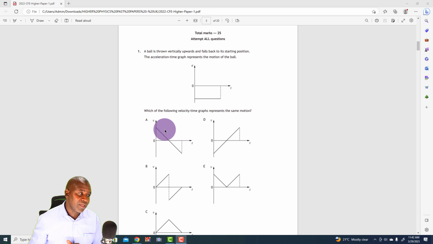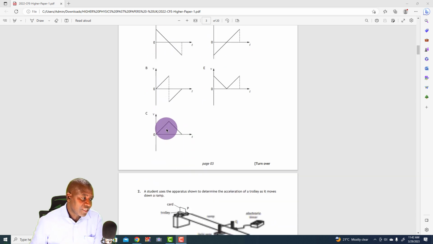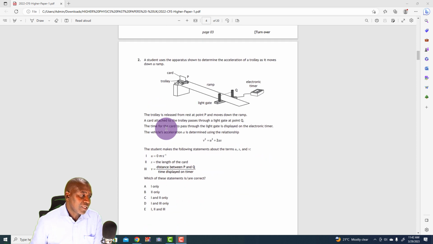And that is why, again, A is the best choice, or the correct answer, so to speak. Let's look at question number 2. In question number 2, we are given that a student uses the apparatus shown to determine the acceleration of a trolley as it moves down a ramp.